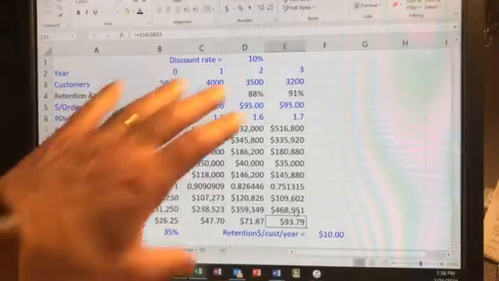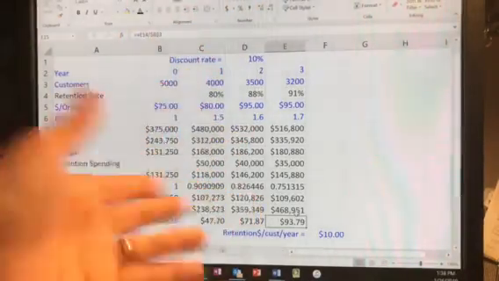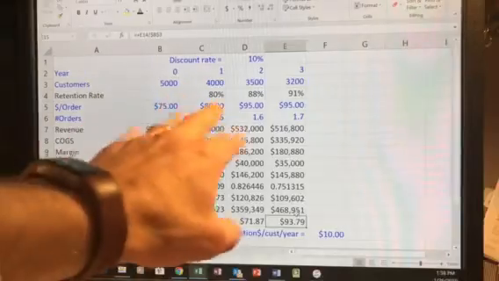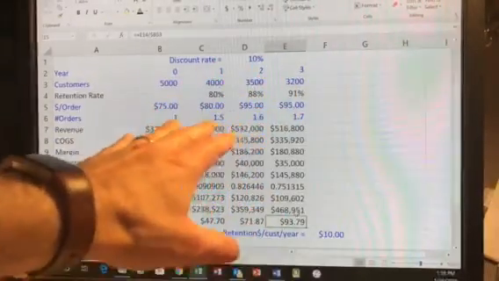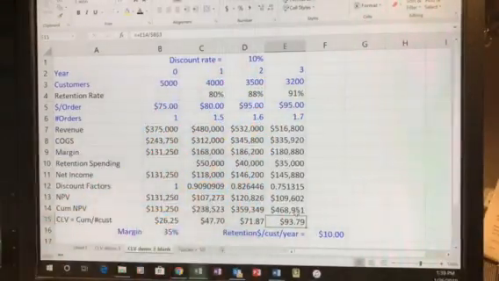But in this one, I just wanted to show how to set up customer lifetime value in a spreadsheet so that you could then model specific changes in retention rate or spending, margin, any of those in a spreadsheet.